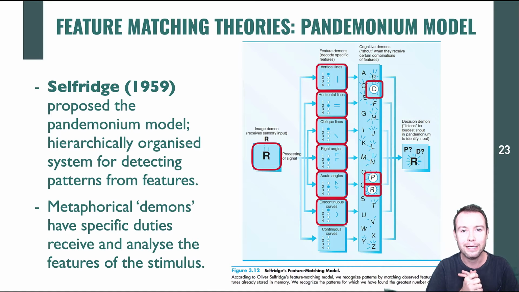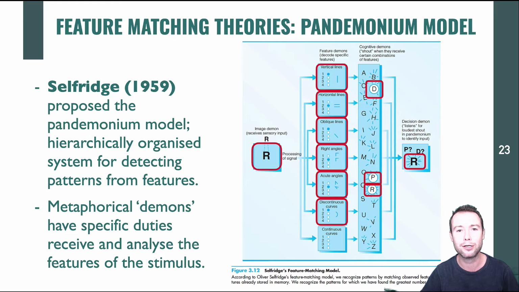You then have a decision demon that listens to the pandemonium of the cognitive demons, and it decides on what has been seen based on which cognitive demon is shouting the most frequently, whichever has the most matches or is the most excited. Out of this, the decision demon selects that, yes, the letter R is the most likely letter we're processing here. Again, this whole thing is occurring automatically.